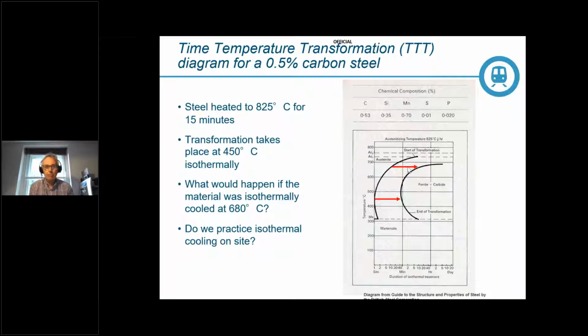So I think it's important to remember that we don't actually practice isothermal cooling on our site, do we? We just let the rails generally cool naturally, and we need to guard against what will happen. So things like ambient air temperature, the rail temperature, the preheat level in the rail, all have an influence on the transformation.